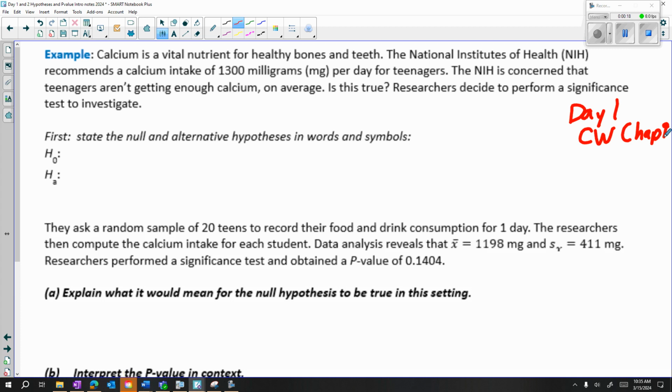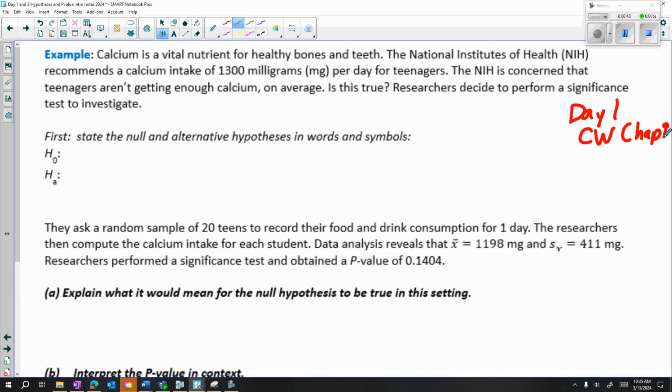In class today, we talked about crafting a null and an alternative hypothesis, and we talked a little about a p-value and what it means. Today, we're going to do some examples, and we're going to talk about when we reject the null hypothesis and when we fail to reject the null hypothesis. So please find this example. It should be right after where we left off today.